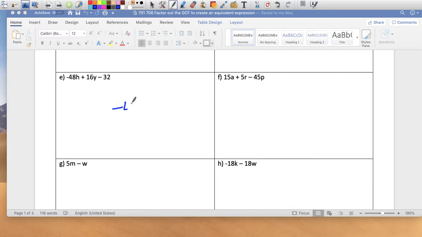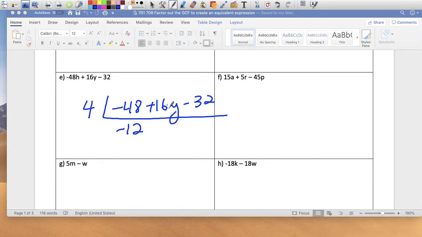Next one, 48h plus 16y minus 32. And again, pull out, I don't know, let's pull out a 4. 4 goes into 48h negative 12h times. 4 goes into 16y plus 4y times. And 4 goes into 32 negative 8 times. I forgot an h. I can go again and pull another 4.